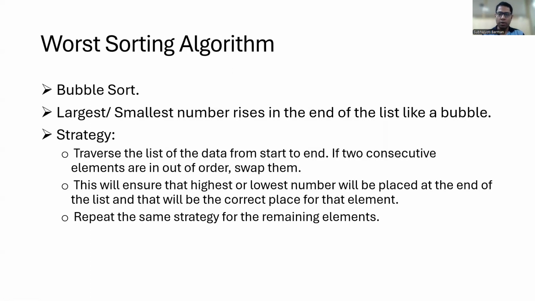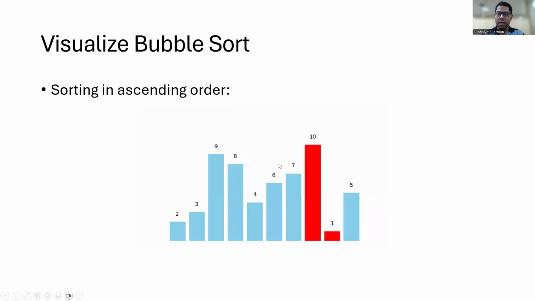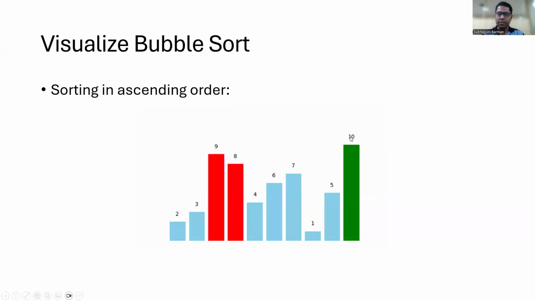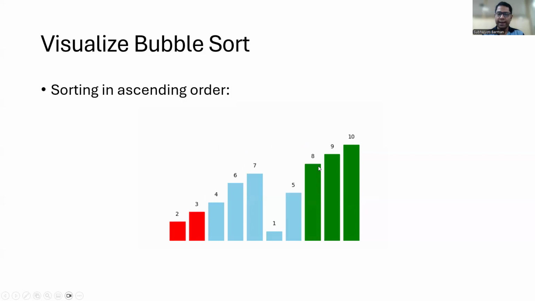Clear? So I want to repeat this thing again. In the first iteration, it will place the highest number in the last position. That is my 10. In the next iteration, it will place 9 in the second last position. Then we will have 8. So the red elements represent the consecutive elements on which we want to perform the comparison.